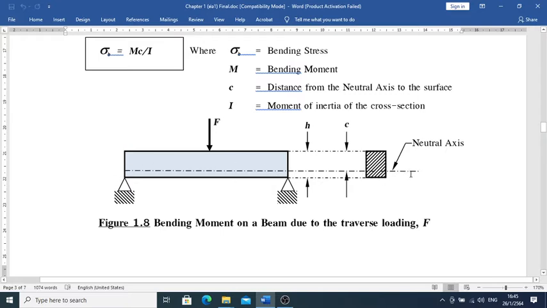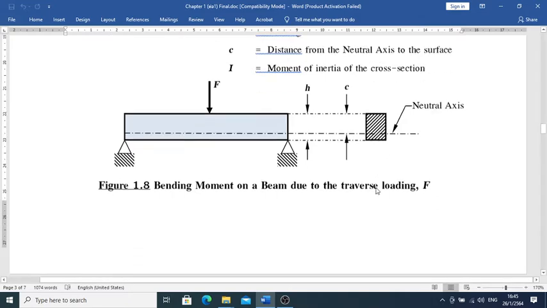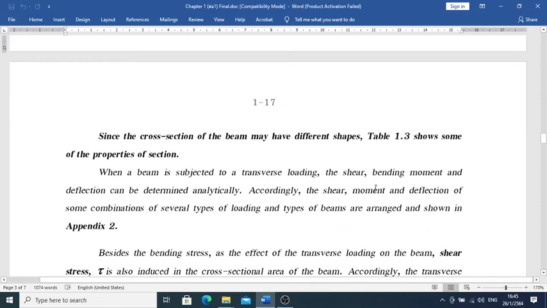The neutral axis is not exactly at the middle of the cross-sectional area; it is not necessarily at the center. The neutral axis means the stress is going to be zero at this axis. So this is what I show you there.